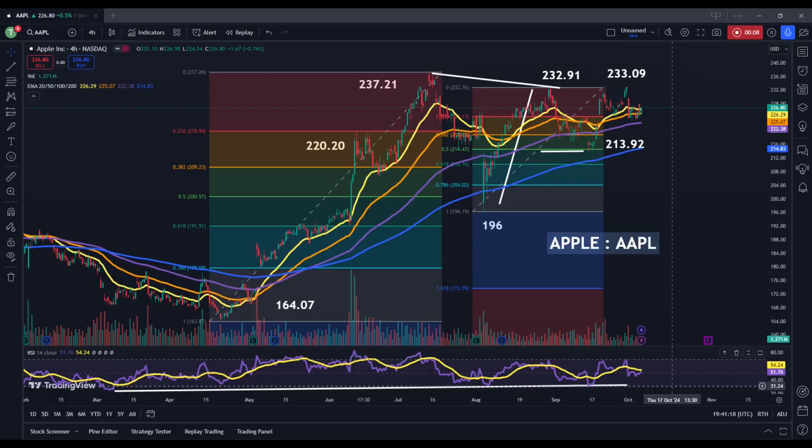We have the current stock market update for Apple Incorporated, stock ticker AAPL.